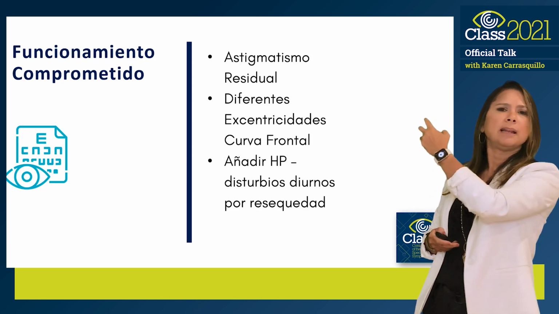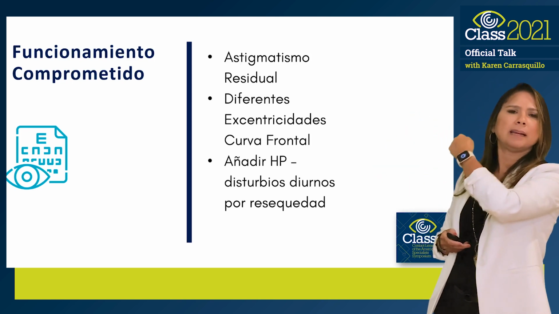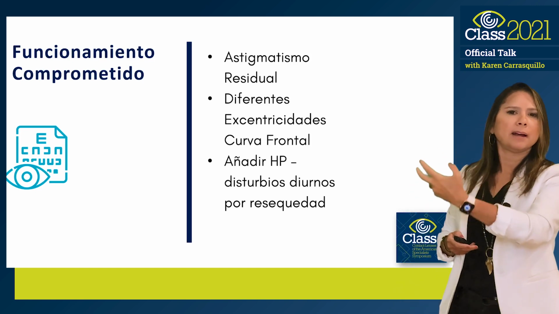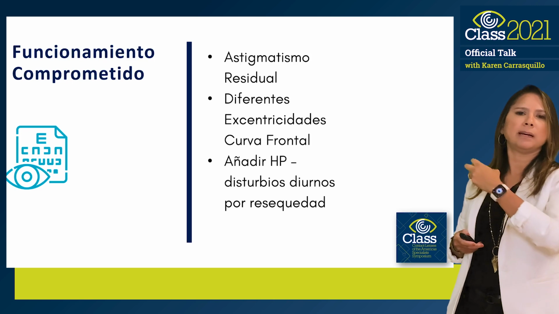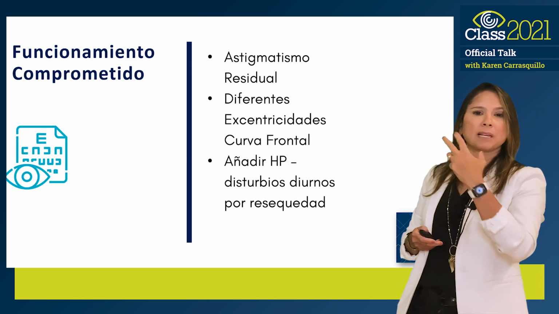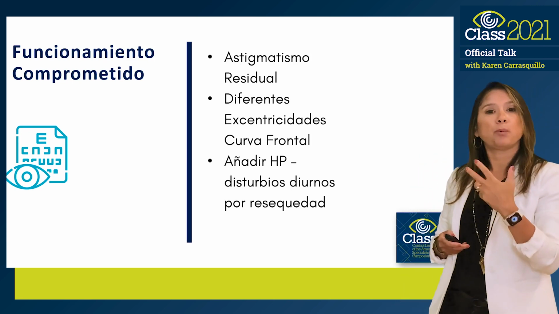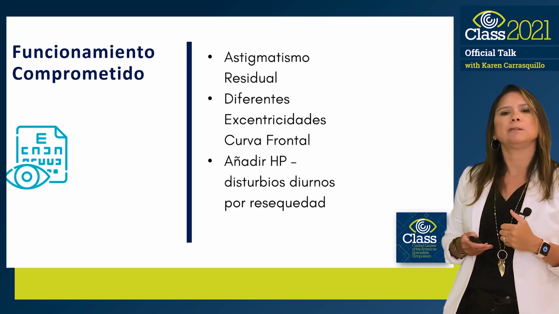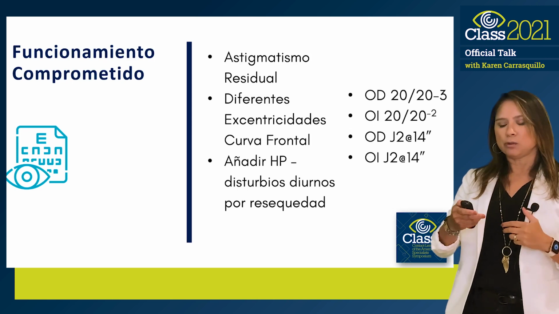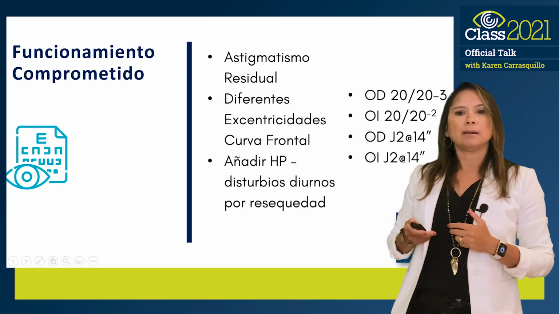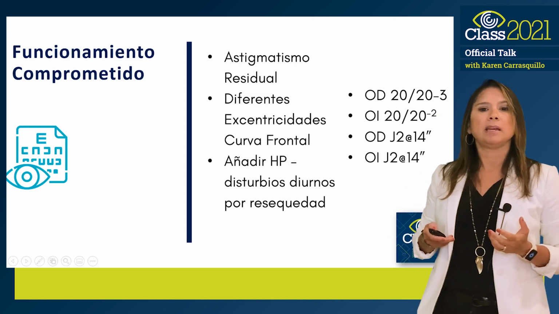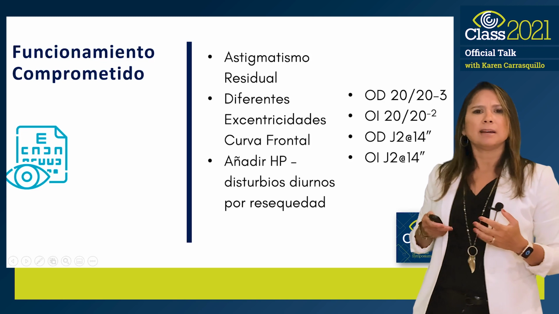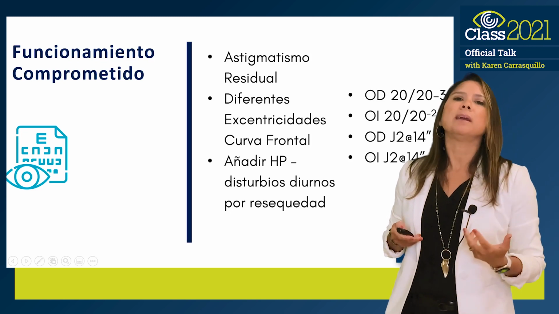I played with it, and I tried to change the eccentricities in the curve above. And I tried to add HP in the anterior area of the lens to see if I could minimize the disturbances due to the dryness, thinking that, all of a sudden, that was what was affecting my vision or functioning. But despite all this, I ended up with a 20/20 distance vision and a 20/25 near vision, and based on this objective data, this patient should, in theory, be happy.